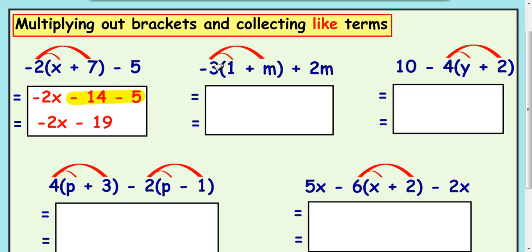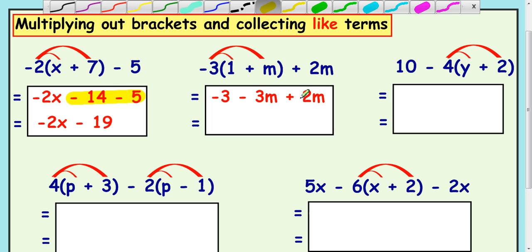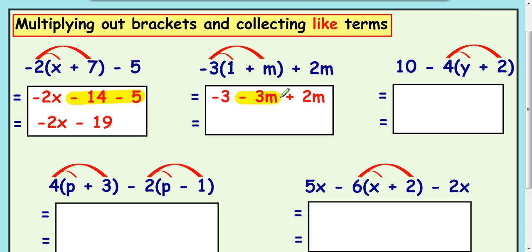Okay, on to the next one. Negative 3 times positive 1 is negative 3. Negative 3 times positive m is negative 3m. And just write your plus 2m at the side. Again, collect terms the same, so we look at this like that.